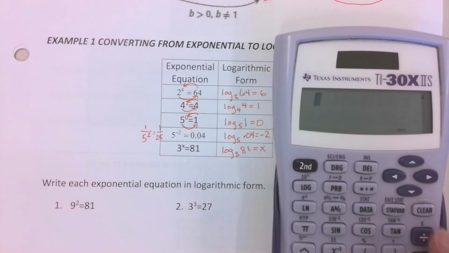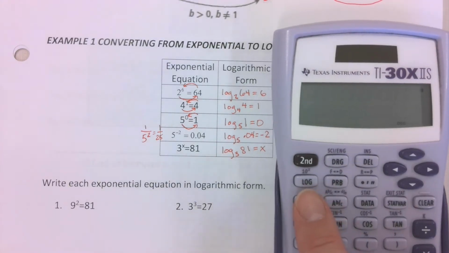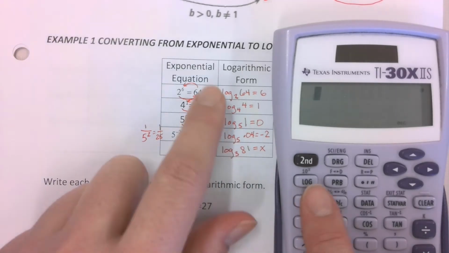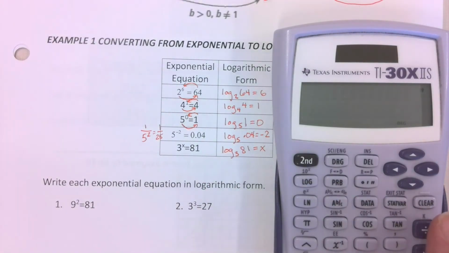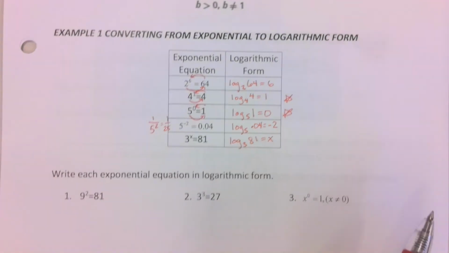So if we look at that log sign on our calculator right there, that log only is base 10. So I can't type in log base 3 or log base 5. So none of the problems here can I use my calculator for until I learn how to change base to base 10. And we'll talk about that being called the common log.